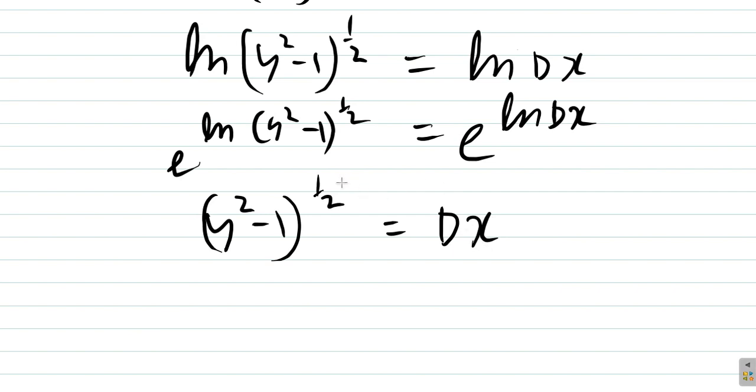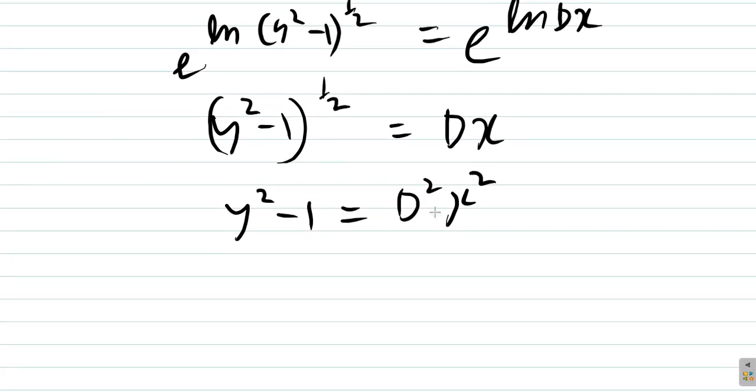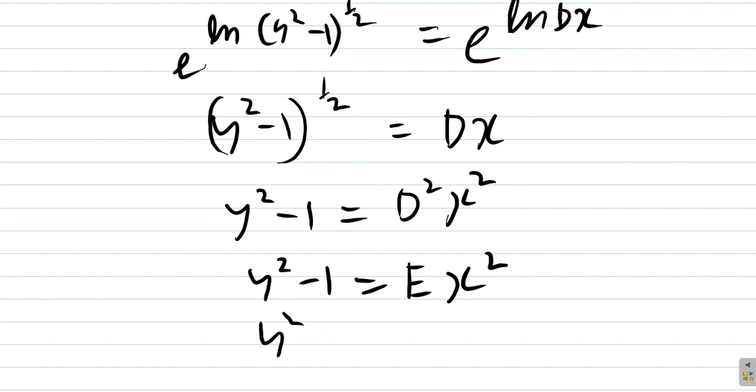Now, if we raise each to the power of 2, square each, what you would get is y squared minus 1 is equal to d squared x squared. But d squared could be another constant, it's something else. D squared is another constant. So what we have is y squared minus 1 equals, call it e x squared. So there we go. And we could even write it as y squared equals e x squared plus 1 if you want. Alright, so that's your solution.